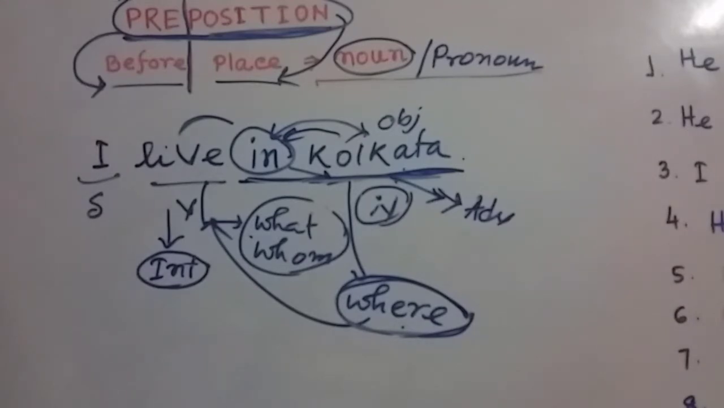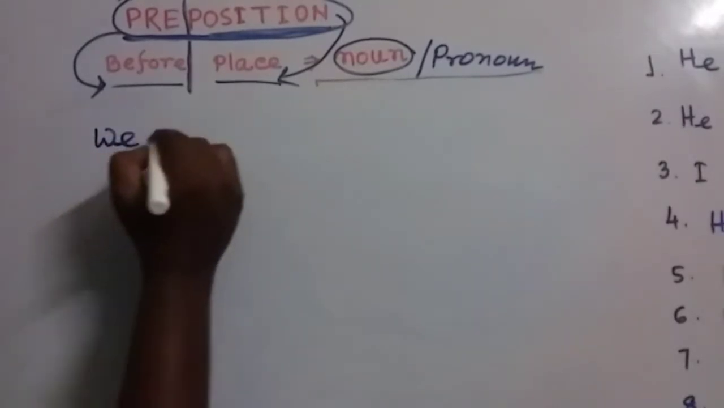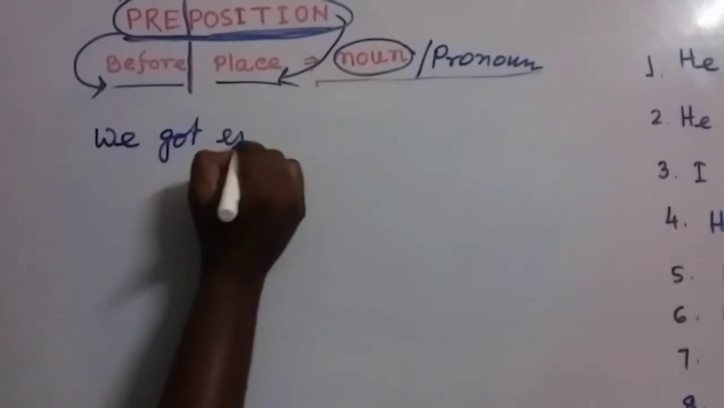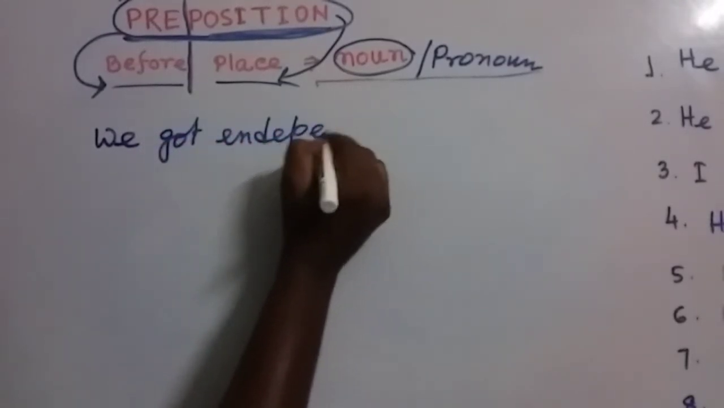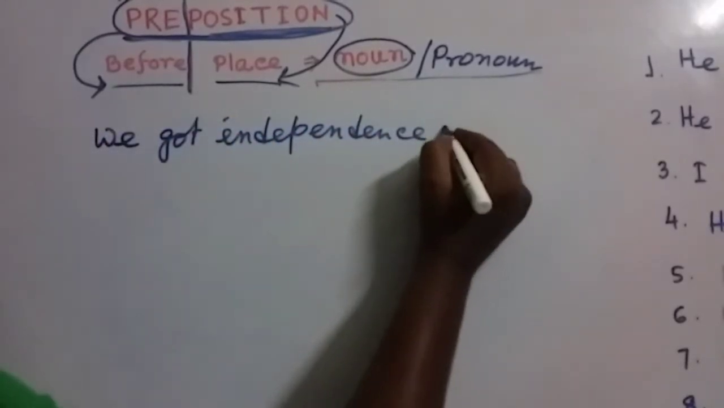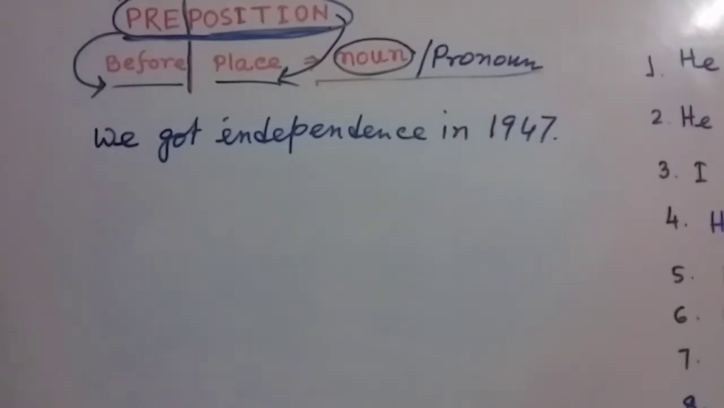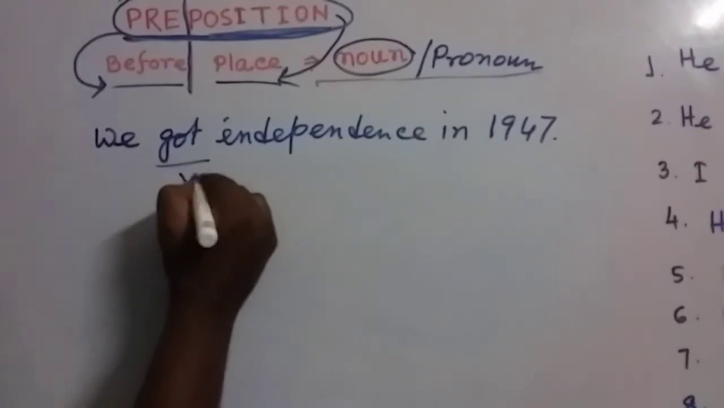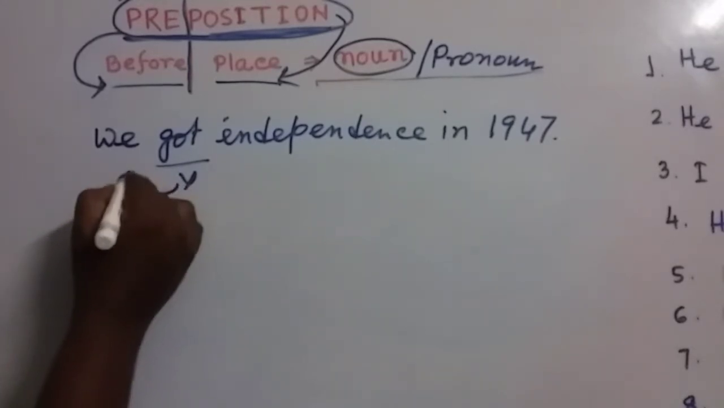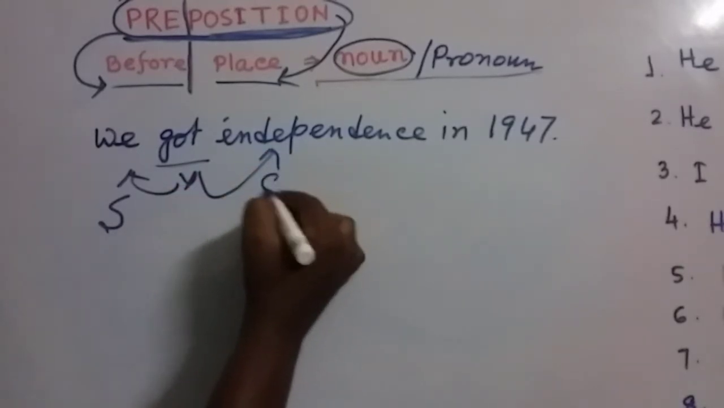I am giving you another example. Let's look at this example. My dear friends, I am writing down another example. We got independence in 1947. We all know this sentence. Here we are going to discuss this sentence. Look at this. This is the verb. I am asking the verb by who. The answer is we. This is the subject. Got what? Independence. This is the object.